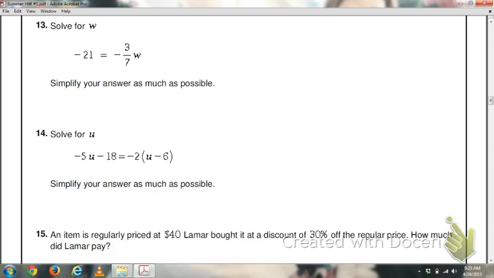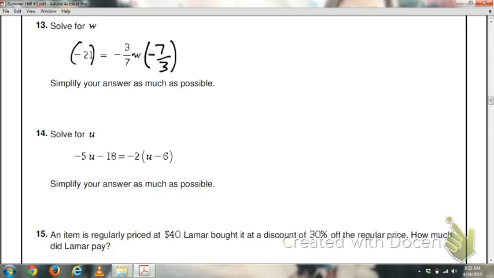Okay, in 13, we're solving for w. Right now, w is being multiplied by negative 3/7. So normally you might think, okay, in order to undo multiplication, we're going to divide by negative 3/7. But I hate dividing by fractions. It gets kind of complicated and ugly. Remember, we don't have a calculator, so we're going to try to do this the fast, simple way. So instead of dividing by the fraction, we're going to multiply by its reciprocal, which is equivalent to division. The reciprocal of a fraction is just the flip of it, right? So I'm going to change this to negative 7 over 3. That would be the reciprocal.